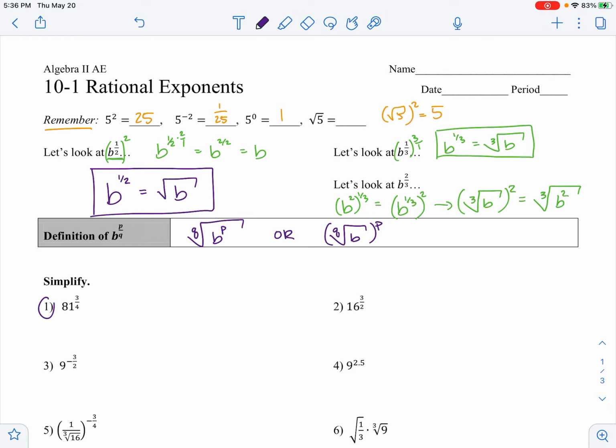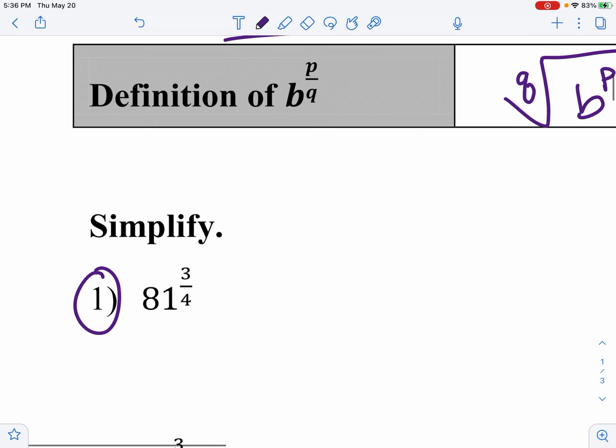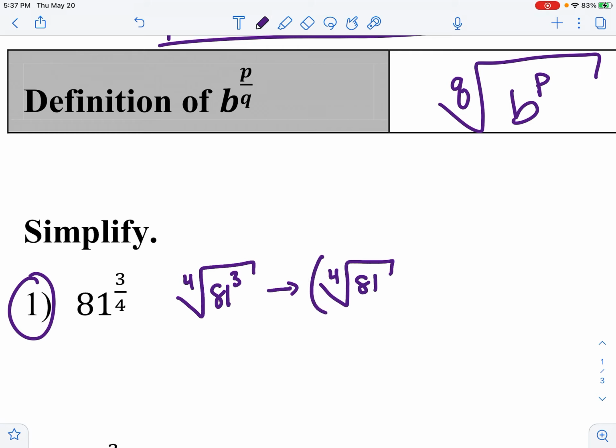Let's start with number 1 and take a look at 81 to the 3/4. Well, 81 to the 3/4, if I'm going to use my definition from up above, I could do the fourth root of 81 cubed. Ugh, no way do I want to have 81 times 81 times 81. So instead, I'm going to choose the other way. I'm going to do the fourth root of 81, and then I'm going to cube that answer.